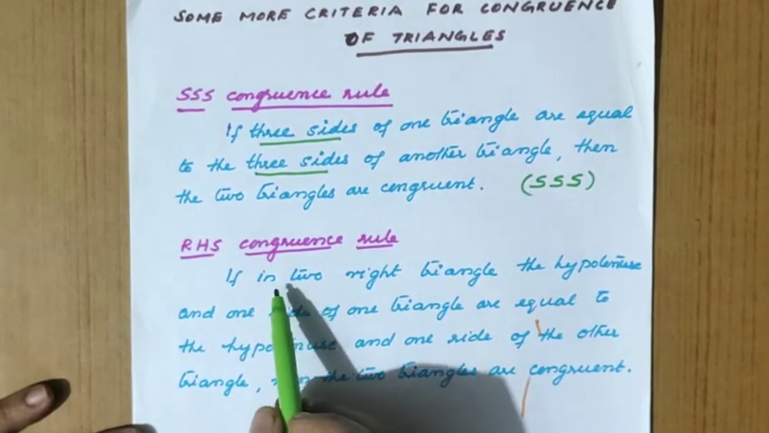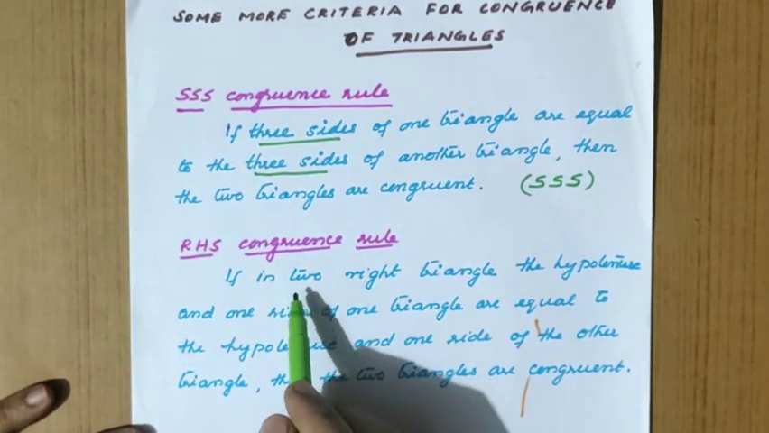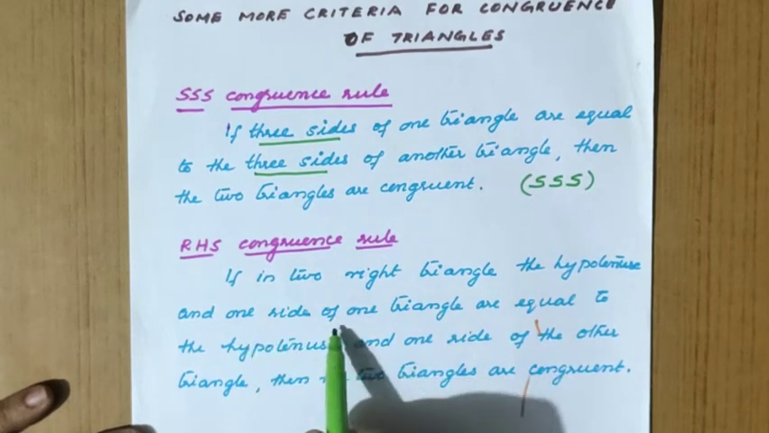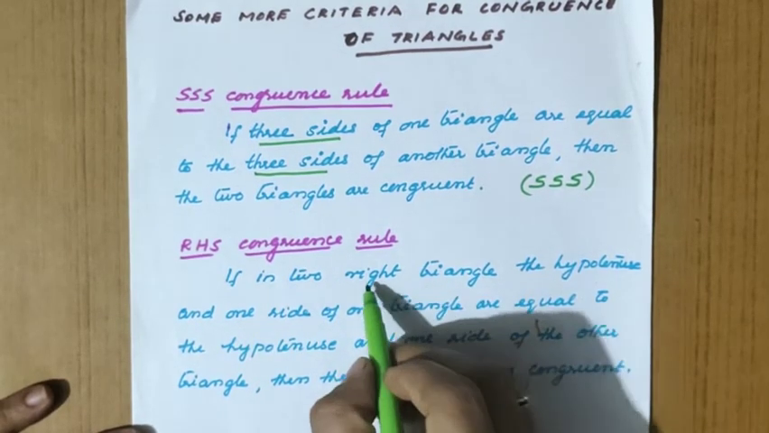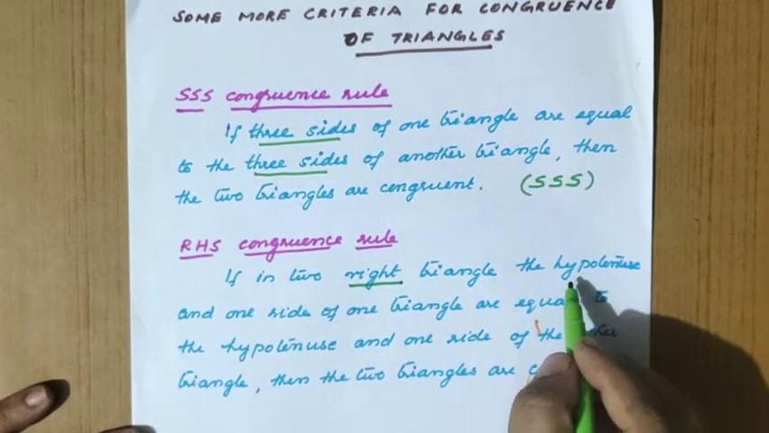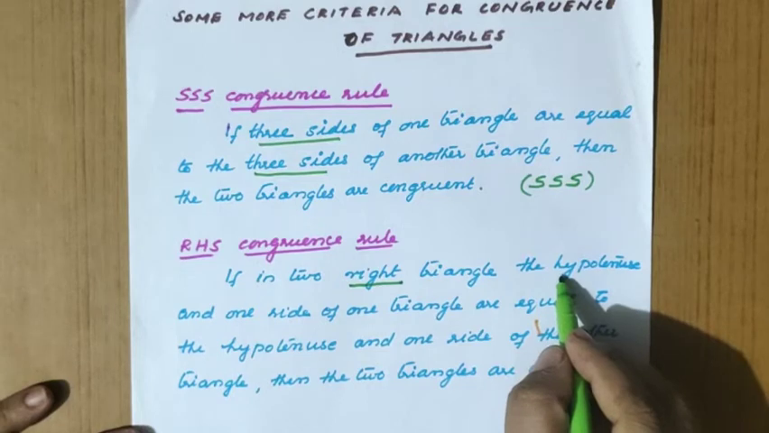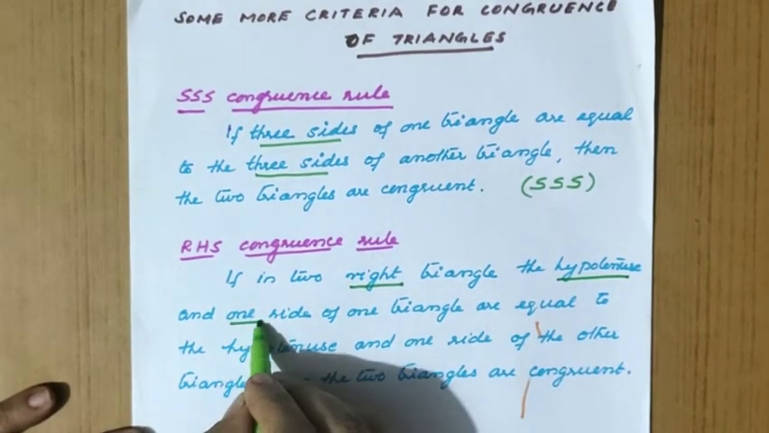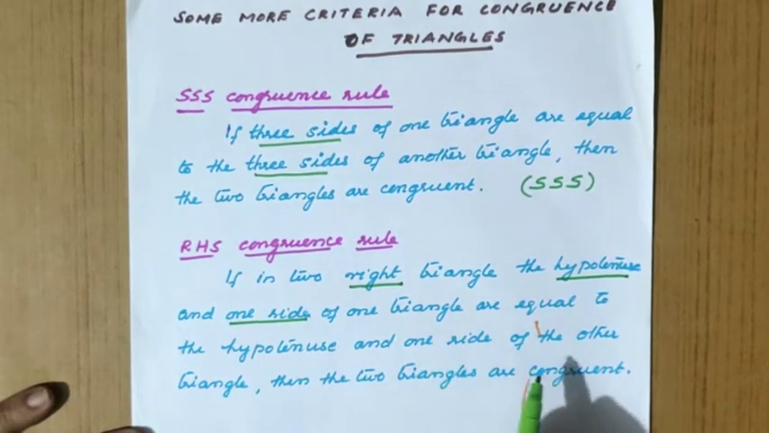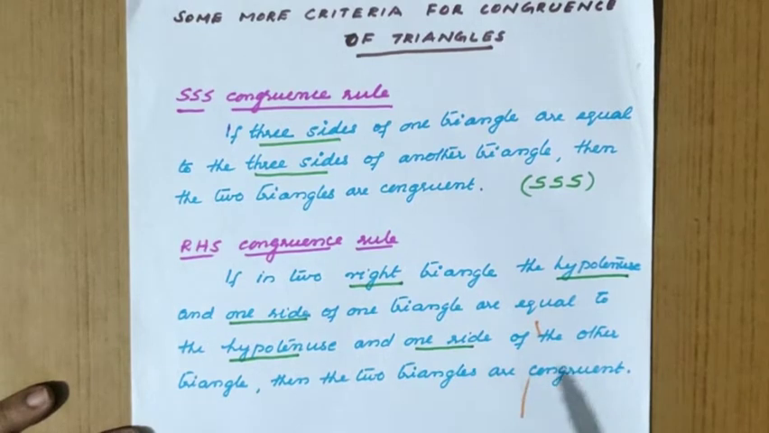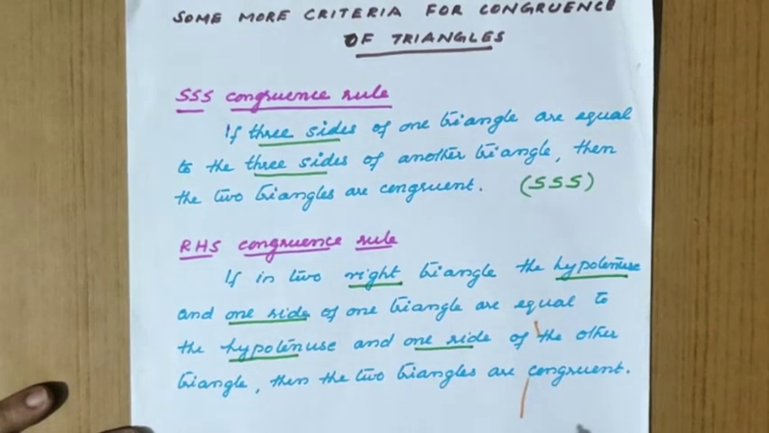Now the other one is the RHS congruence rule. If in two right triangles, the hypotenuse and one side of one triangle. What is a right triangle? One angle is 90 degrees, and that is the first condition. The second criterion is the hypotenuse, and any one of the remaining sides of one triangle are equal to the hypotenuse and one side of the other triangle, then the two triangles are congruent.